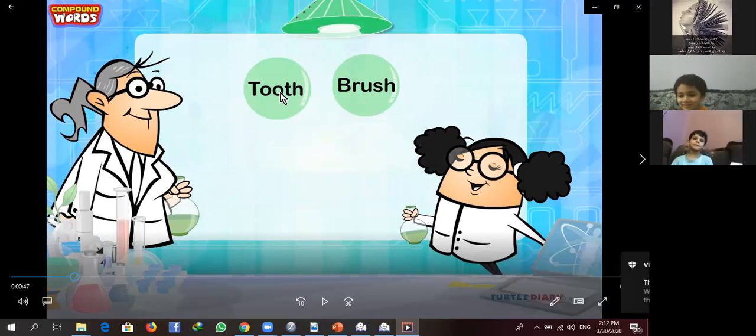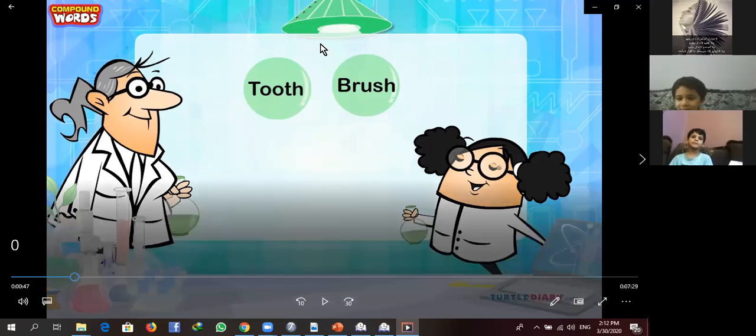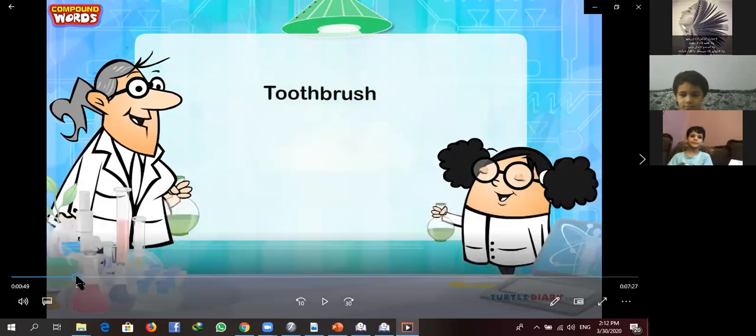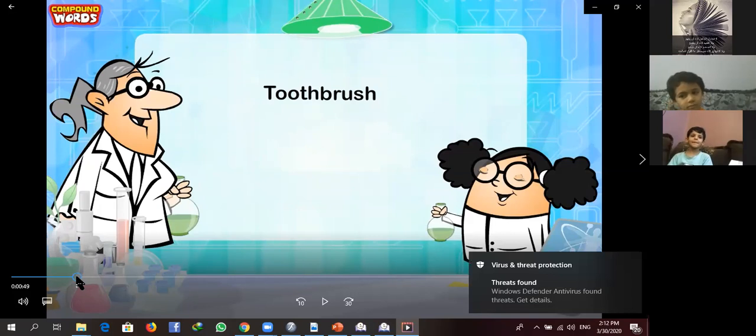Lovely teeth. Mashallah. So over here, brush is the tool that you use to comb your hair. But when we put them together like that, they're going to be toothbrush, one word. Before they were two words, but now toothbrush is one word, which is the tool that you use to clean your teeth. Let's see the next.